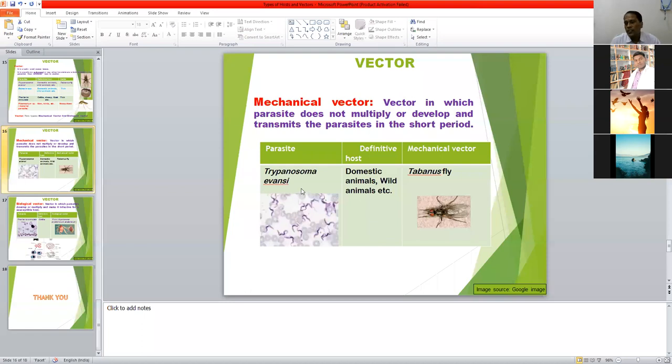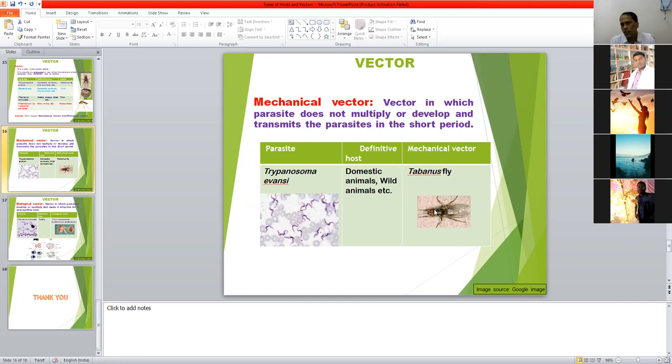One important example of a mechanical vector is Trypanosoma evansi. This is the Trypanosoma evansi parasite, a hemoprotozoan parasite, thread-like, leaf-like. This is the RBC; all are RBCs, round in shape. This thread-like, deeply stained part is the nucleus of the parasite. The vector is the Tabanus fly.